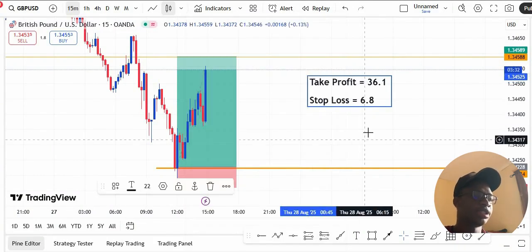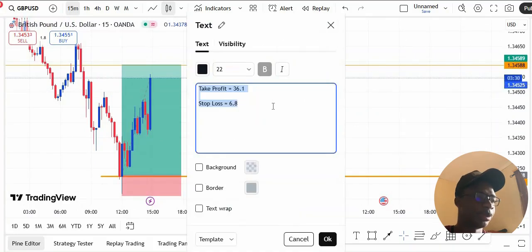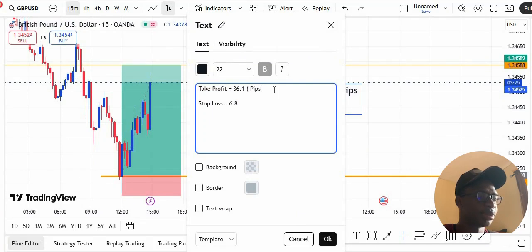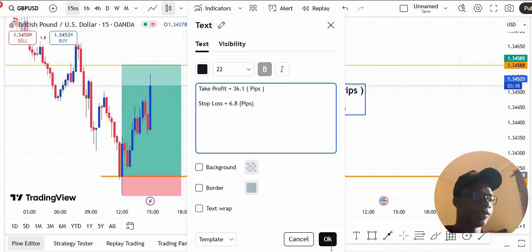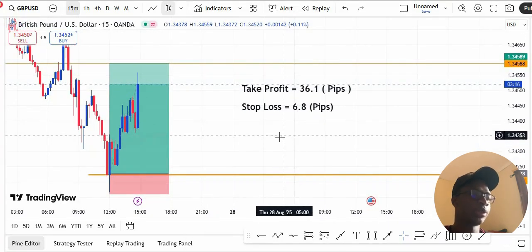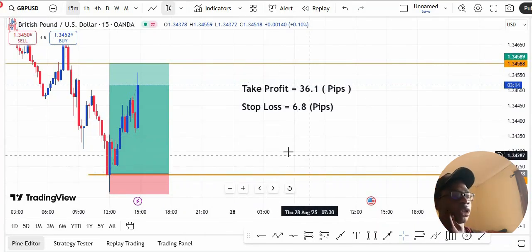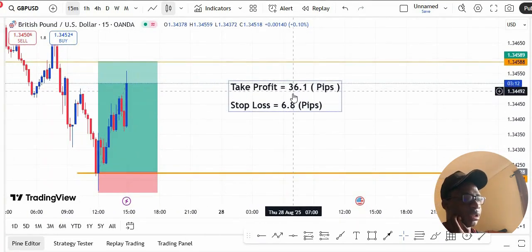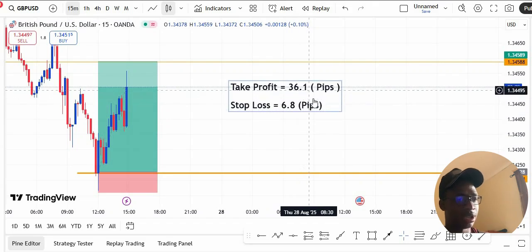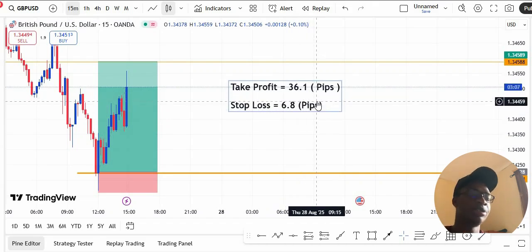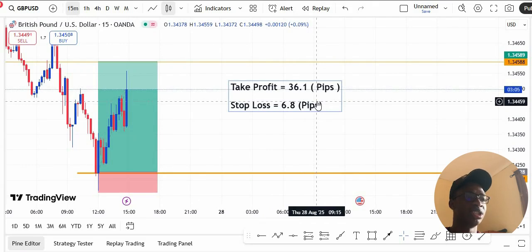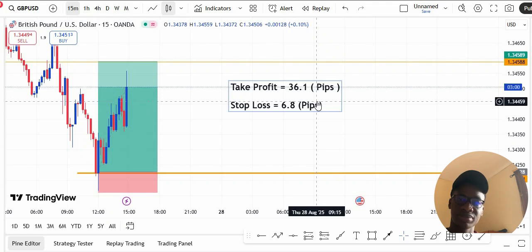Now these are measured in what? In pips. Alright? These are measured in pips. So take profit is the money you are going to make. Stop loss is the money you are going to lose. So these pips are the same thing, but depending on the lot size you put on it, it's going to determine how much you're going to be losing or how much you're going to be gaining.